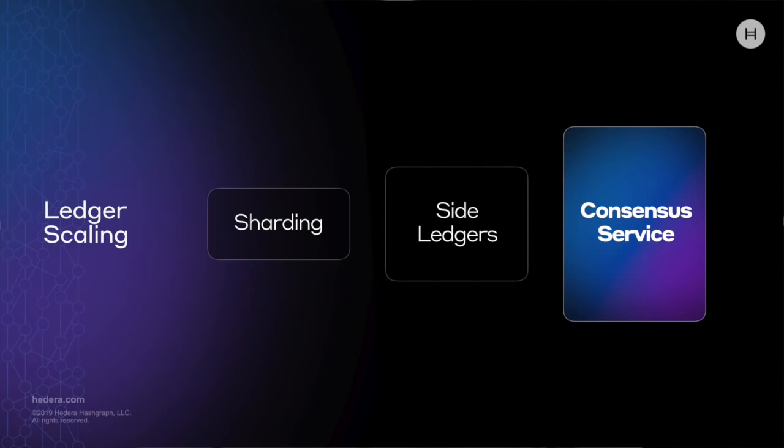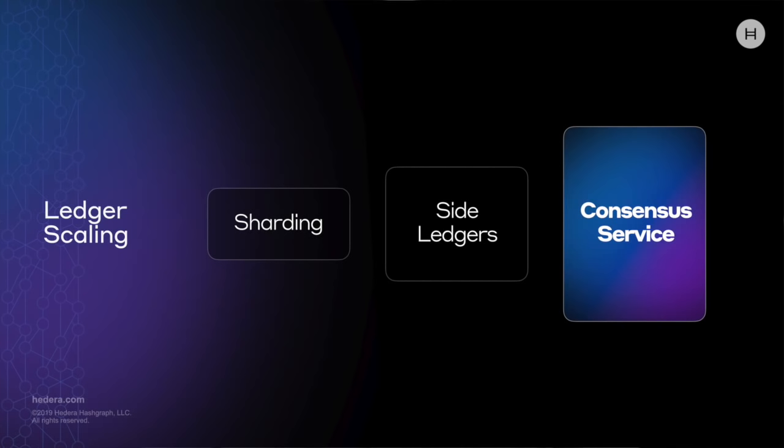So I mentioned side ledgers, and then there's sharding. There's all these different ways of scaling things up. Let's go through them because they're very different from each other. There really are fundamental differences between these different kinds of things. You have sharding, you have side ledgers, you have this consensus service. As I said, it's unique. It's a different kind of thing than you have seen elsewhere.